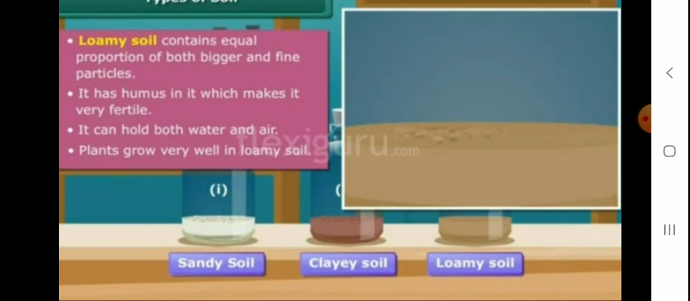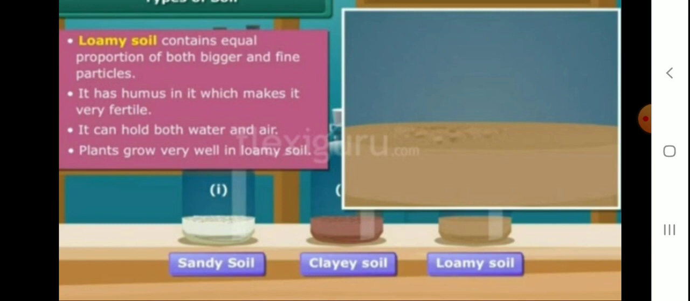Loamy soil. Now, loamy soil is the kind of soil which contains an equal proportion of both the bigger and the fine particles. Means the particles present in this are both of the bigger size as well as the fine particles. It has humus in it, which makes it very fertile.